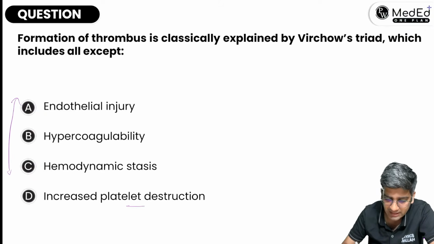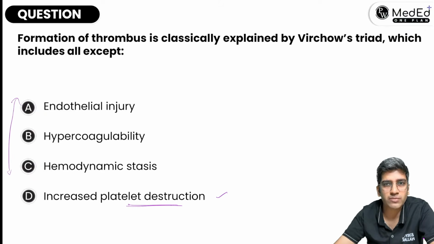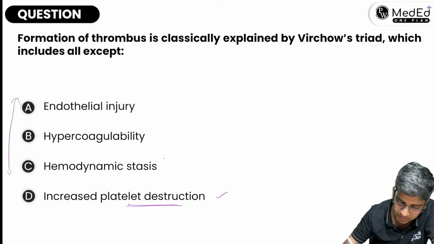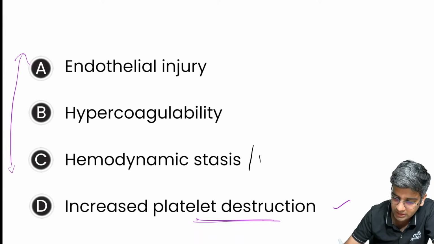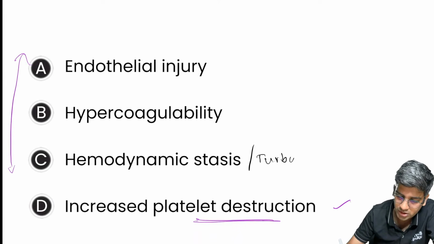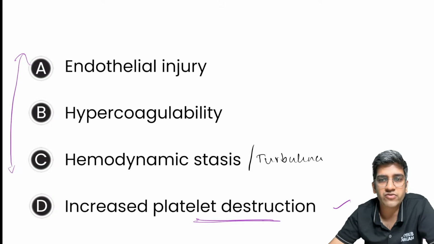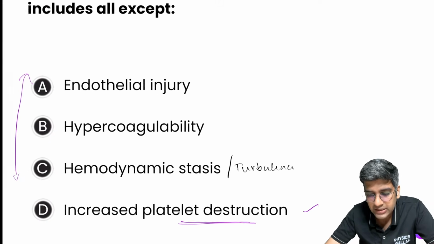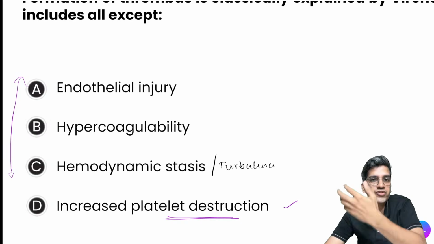An increased platelet count per se cannot cause thrombus formation. That is not a component of Virchow's triad, right? So I can have turbulence also as a part. Turbulence or stasis, both of them are components of Virchow's triad. D is not a component of Virchow's triad. Do remember them, right?